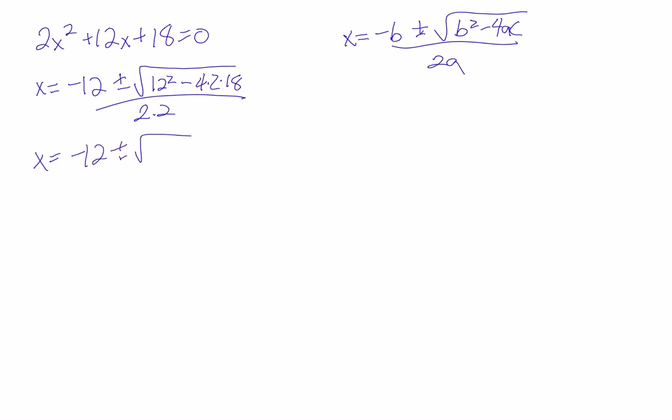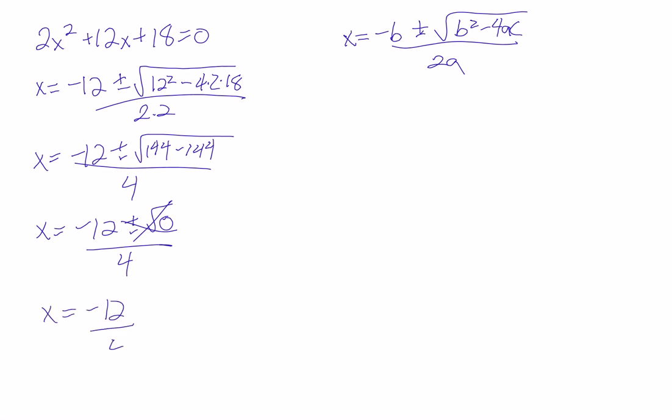Okay, so we're going to simplify all of this. 12 squared is 144. 4 times 2 is 8, times 18 is 144 again, and we're dividing by 2 times 2, which is 4. So in this case, you can see our square root ends up being 0. And the square root of 0 is 0, so all that part goes away, and we just get minus 12 divided by 4, which is negative 3. So in this case, our square root is 0, which means we're only going to get one solution.